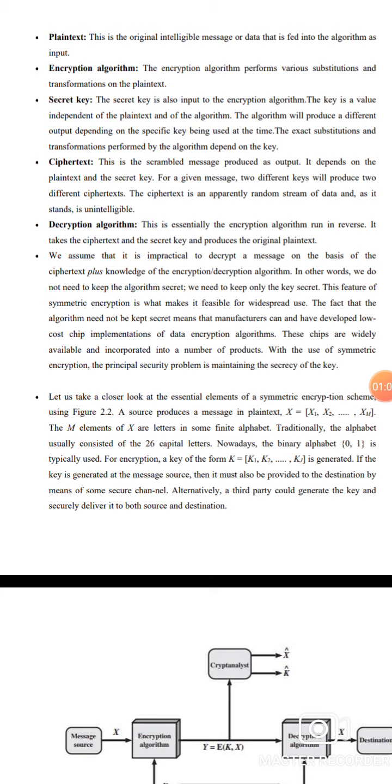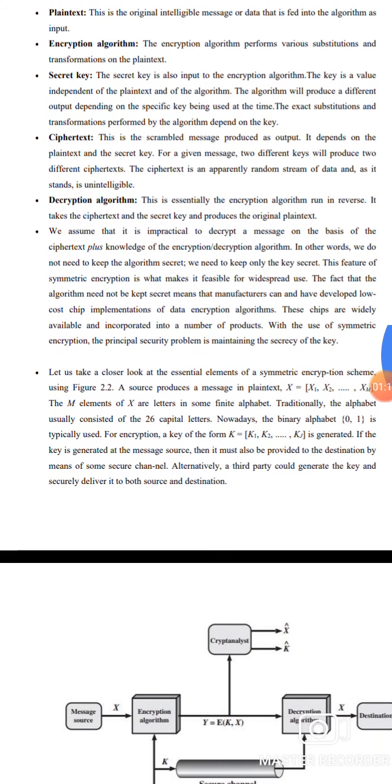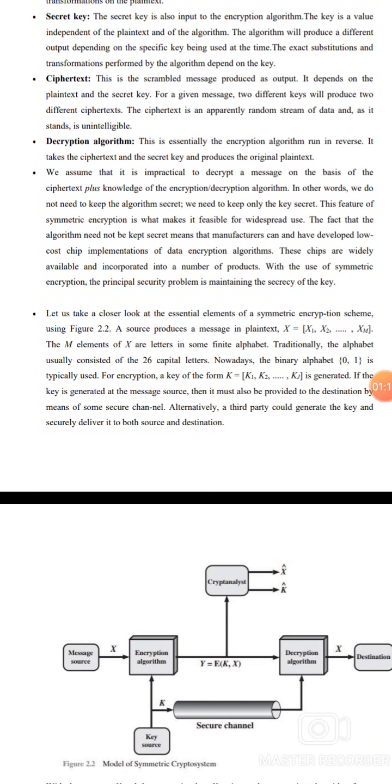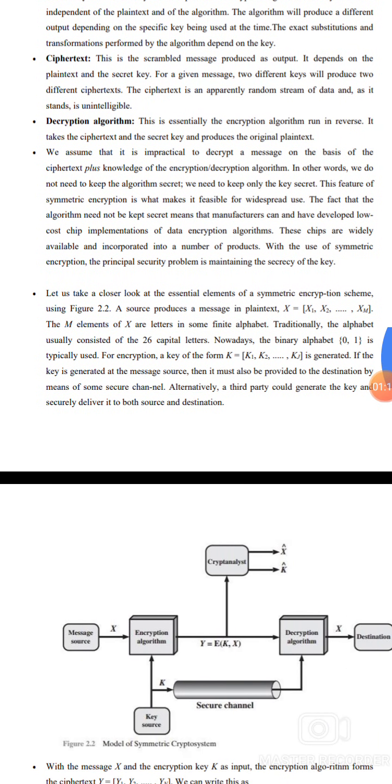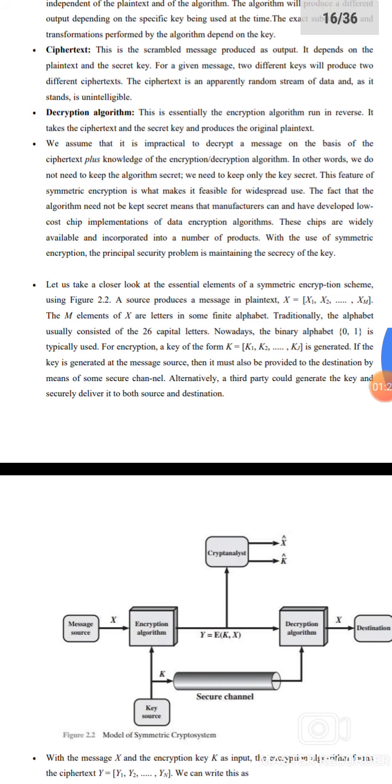The ciphertext is a scrambled message produced as output. It depends on the plain text and the secret key for the given message. Two different keys will produce two different ciphertexts. The decryption algorithm is essentially the encryption algorithm run in reverse. It takes the ciphertext and the secret key and produces the original plain text.